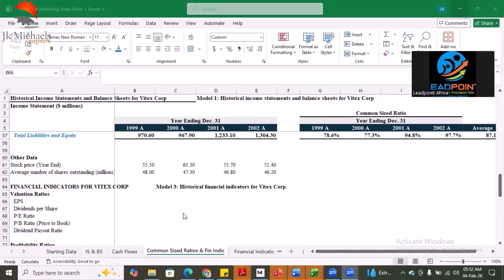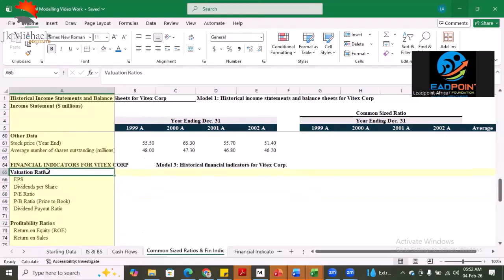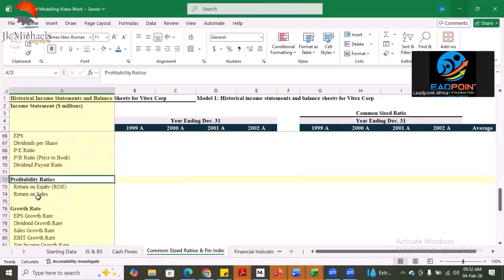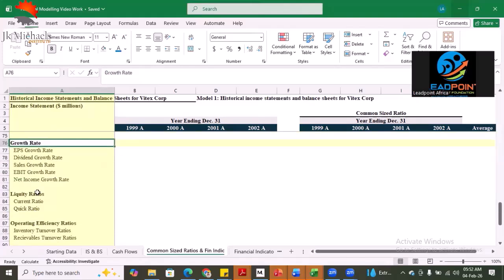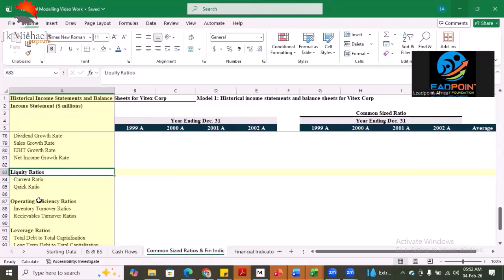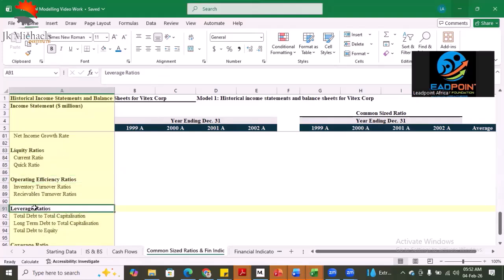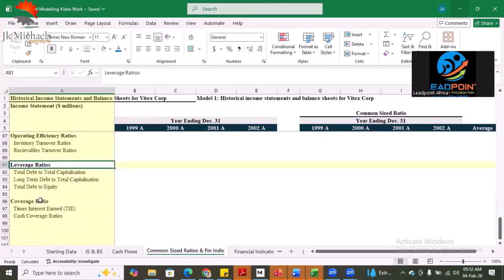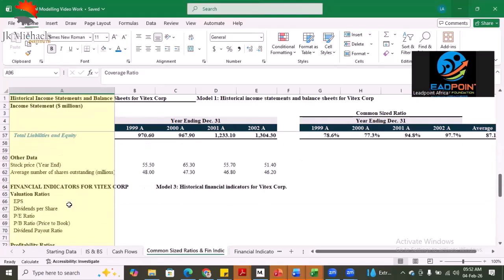Financial indicators, historical financial indicators for Vitesse Corp. So we have about five or six classes. We have the valuation ratios, profitability ratios, the growth rate, the liquidity rate, the operation efficiency rate, the leverage ratios, and the coverage ratios, right? And each of these have their implications. I'm going to talk about that while we move in practice.